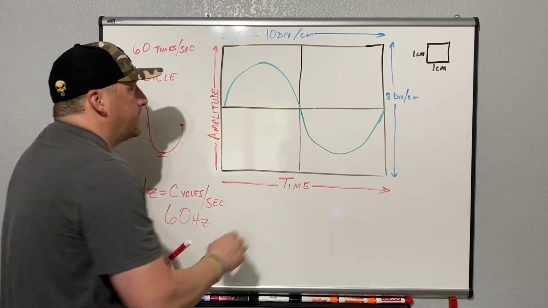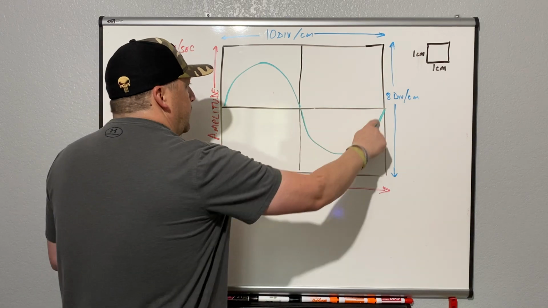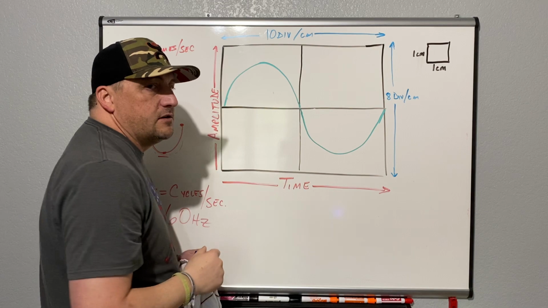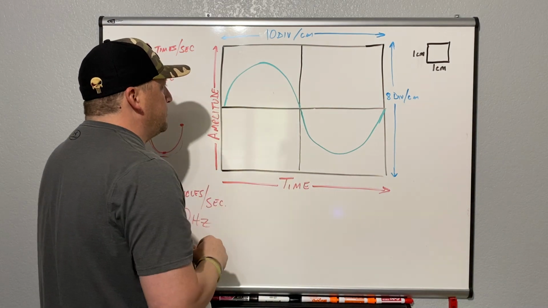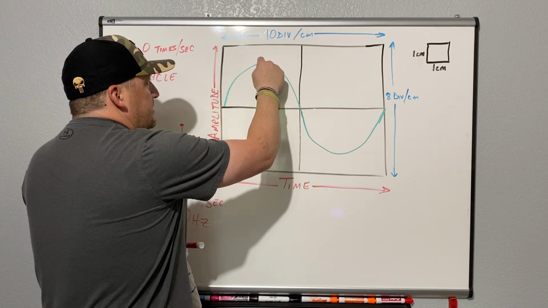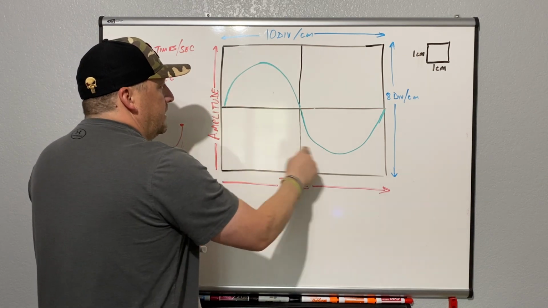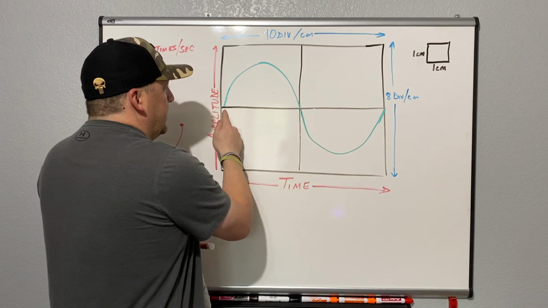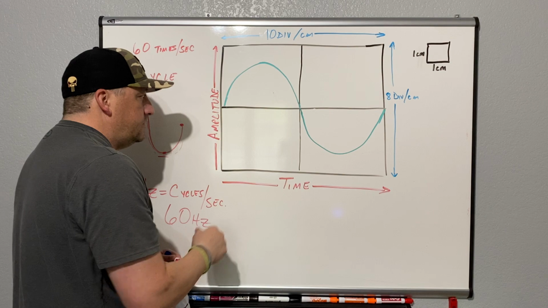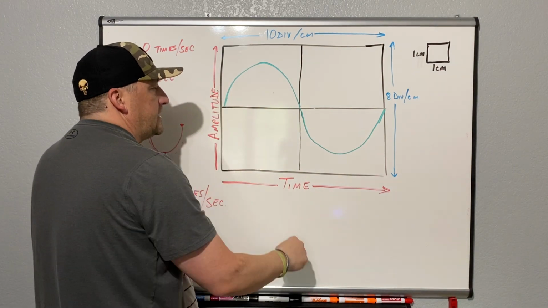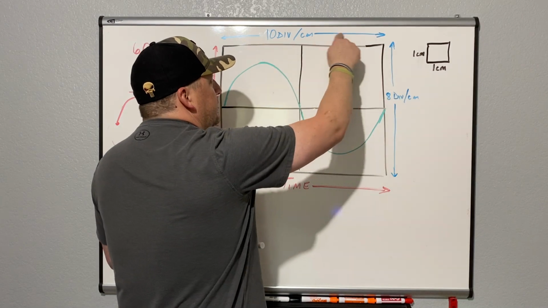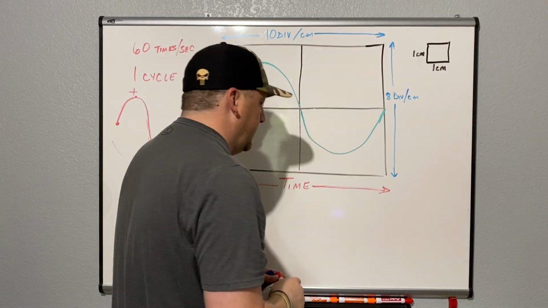Now, when we look at this signal here, we're able to take these little 1 centimeter by 1 centimeter blocks, or boxes, and make measurements of the amplitude here, and then the time across, okay? So, amplitude and time. Remember, 8 divisions total vertical and 10 divisions total horizontal.